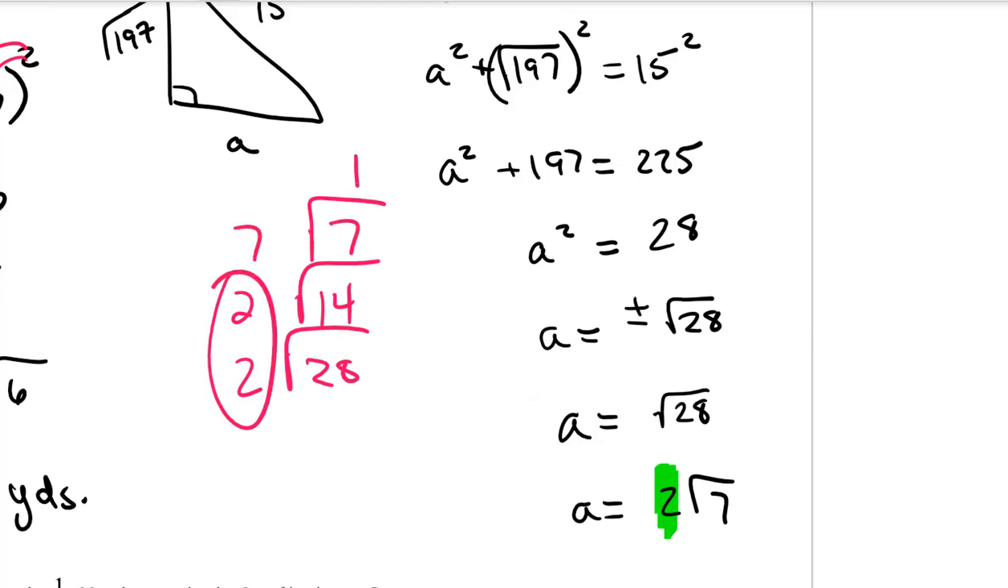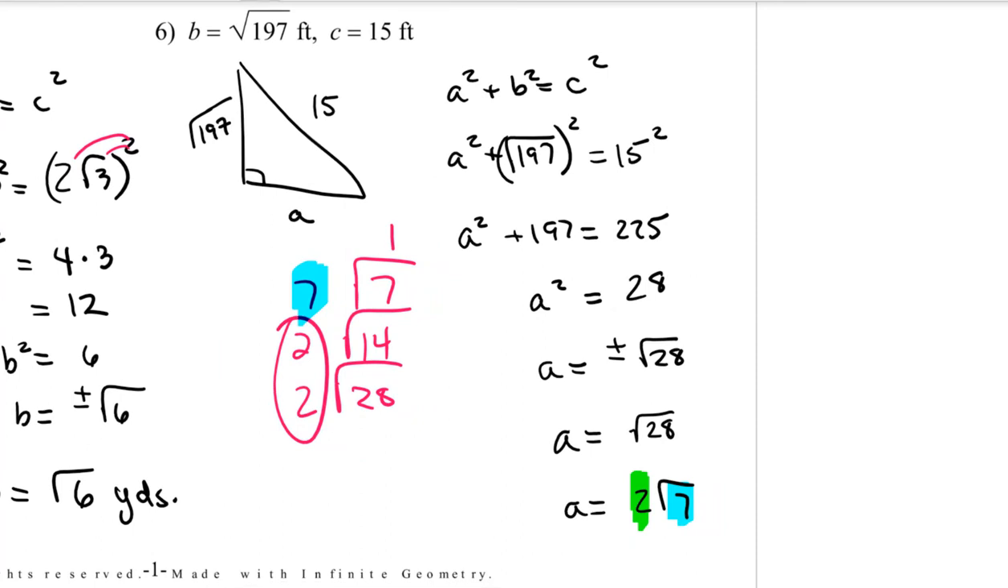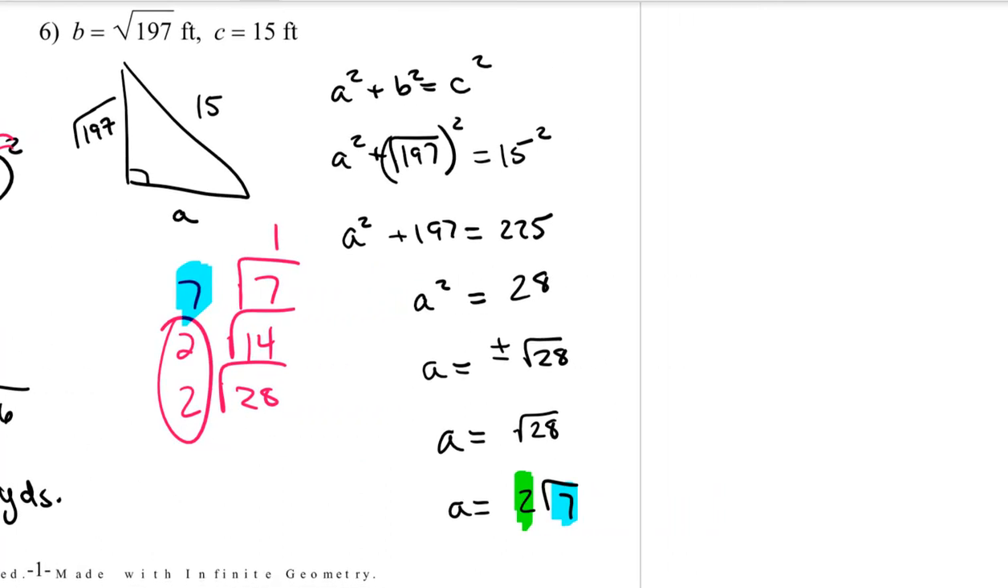So you're looking for a pair, and that pair is what pops out. Since we want a square root, that means we want things in groups of 2. So the 2 comes out, and then the square root of 7, what's left, the 7, is going to go underneath the radical. All right, so the final answer for the length of side A is going to be 2 square root of 7, and then don't forget your units.